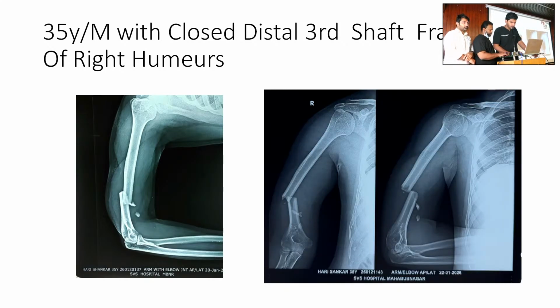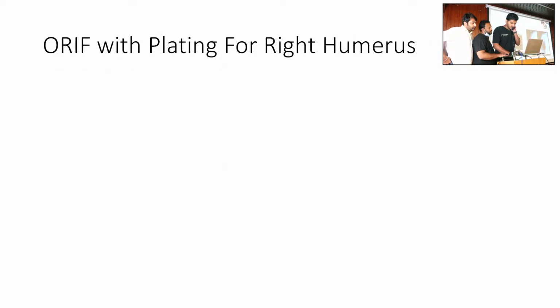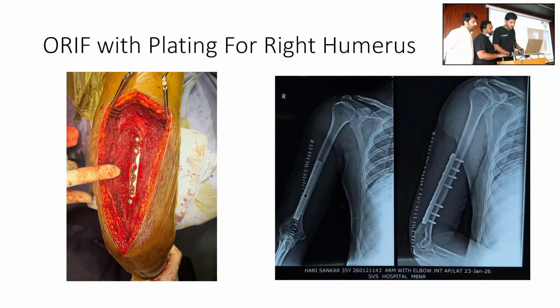35-year-old male with closed distal third shaft fracture of the right humerus. We've done open reduction and internal fixation with plating for the right humerus by posterior approach.